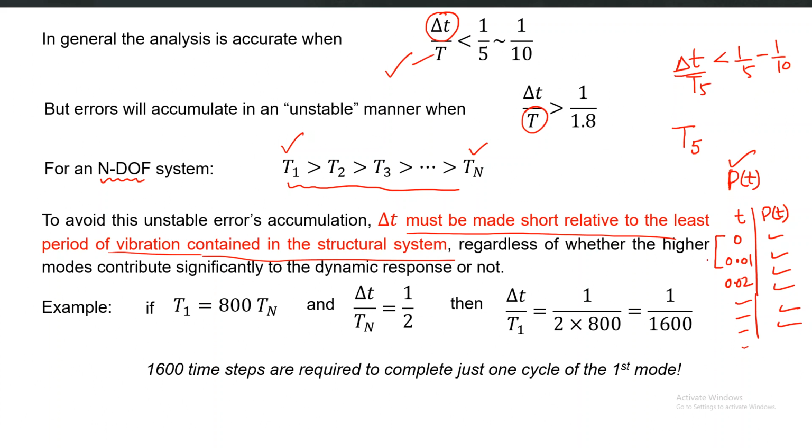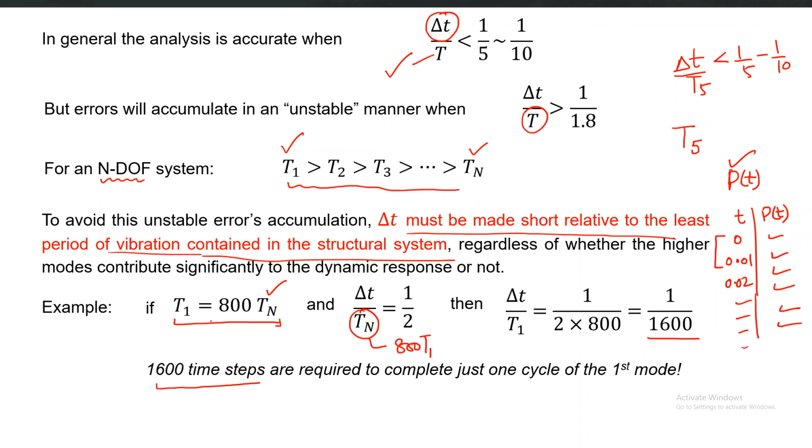in the step-by-step direct integration. Let's say that T1 is 800 times the nth mode's time period, and let's say that we have delta t over capital Tn as 1 over 2. In that case we can replace this Tn with T1 over 800, and that will result in delta T over T1 as 1 over 1600, which means that the structure will require in fact 1600 time steps to complete just one cycle of the first mode.